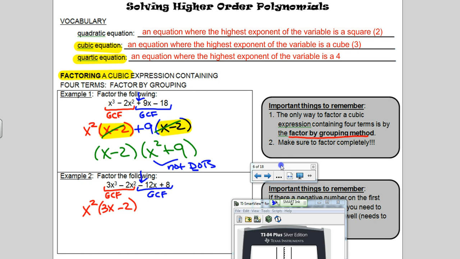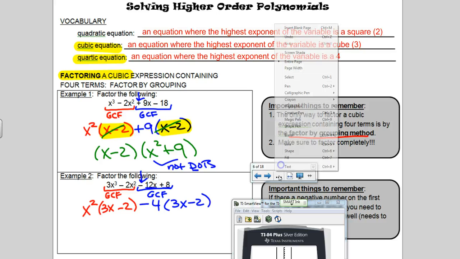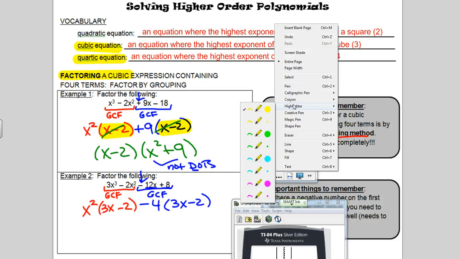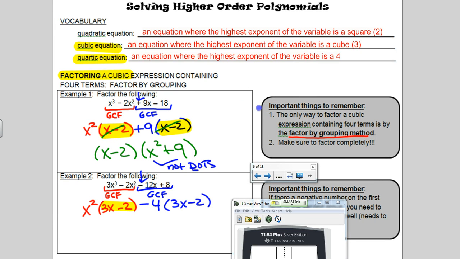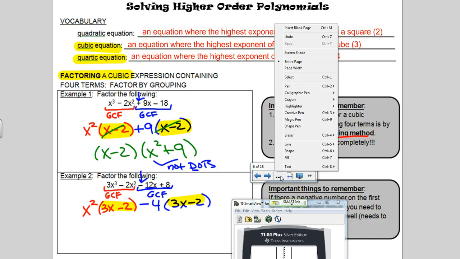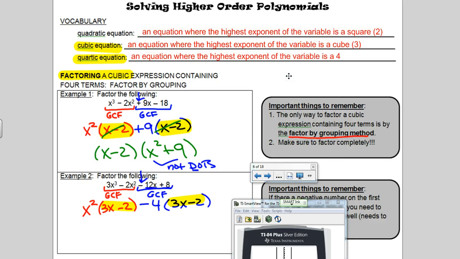In the blue group, I can take out a negative and also a 4. So if I take out a negative 4 from a negative 12, I get positive 3x. And I take out from an 8, divide out a negative 4, I get a negative 2. Okay, looking at my two factors, I have the same piece, x minus 3, in common with both sides. And that means that I did do it right. I'm going to pull out the 3x minus 2. And then the x squared minus 4 comes together.